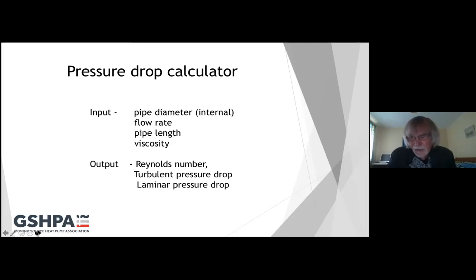So let's say under MCS, where you're designing at 0 centigrade entering water temperature, you've got to use the viscosity that the fluid will have at that temperature. And then the calculator will give you your Reynolds number, what the pressure drop is if it's turbulent, and the laminar pressure drop if it's laminar.